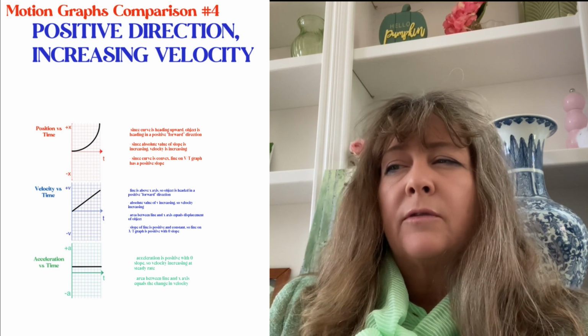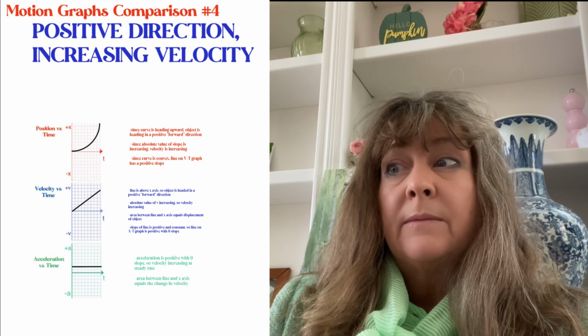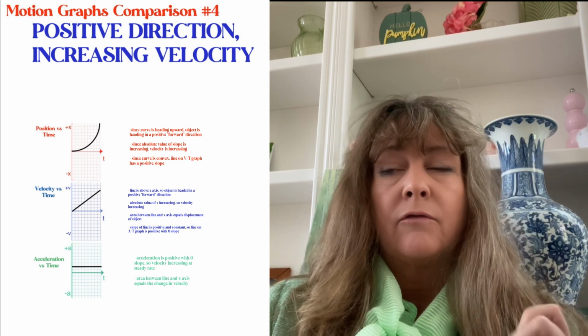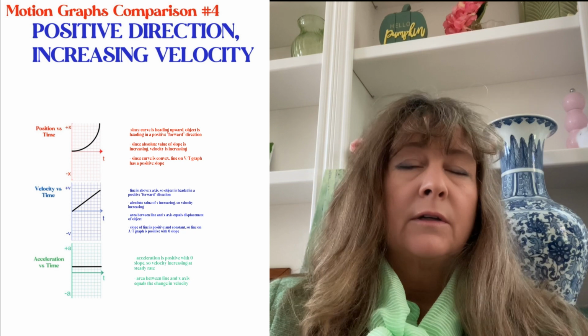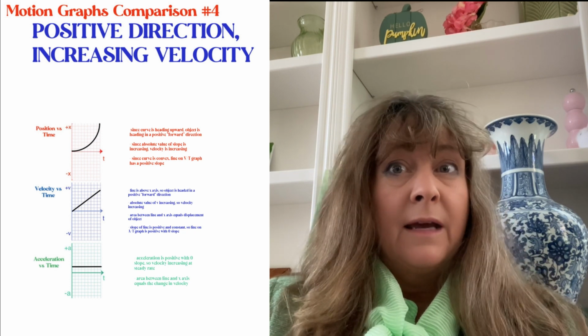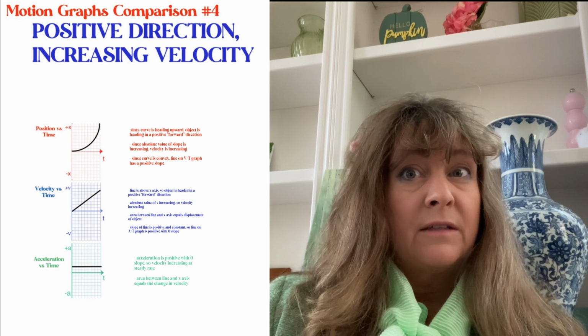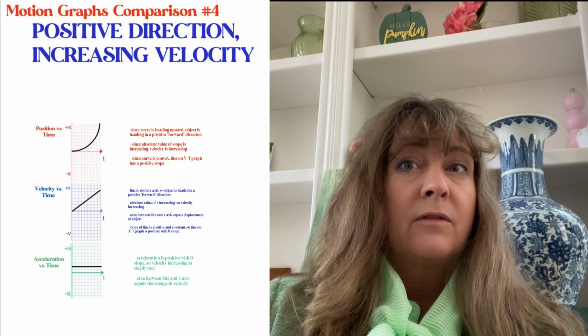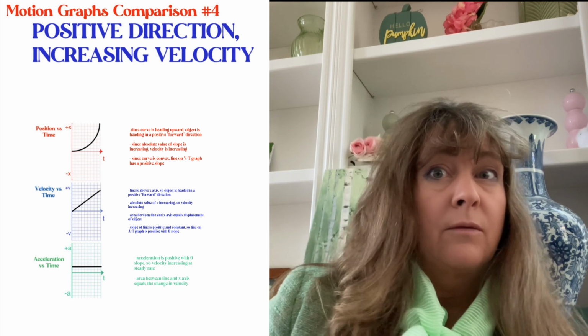But since the absolute value of the slope is increasing, the velocity is increasing. Okay, so the absolute value means how far you are from the x-axis. So if you're at positive 9, you're 9 away, and you're getting faster. If you're at negative 9, the absolute value of negative 9 is 9. So that means you're 9 away from the x-axis, and you're getting faster. You're just going in the reverse direction.